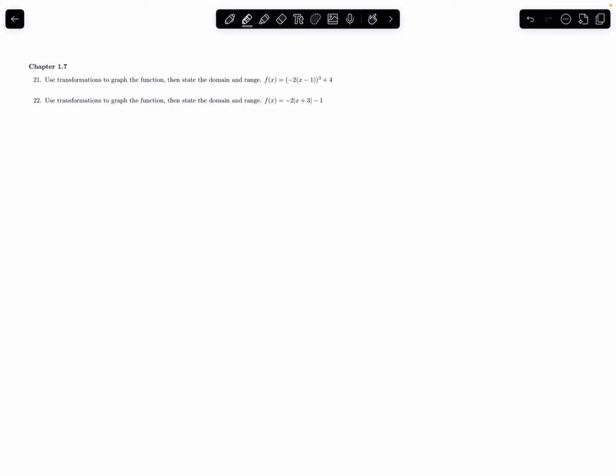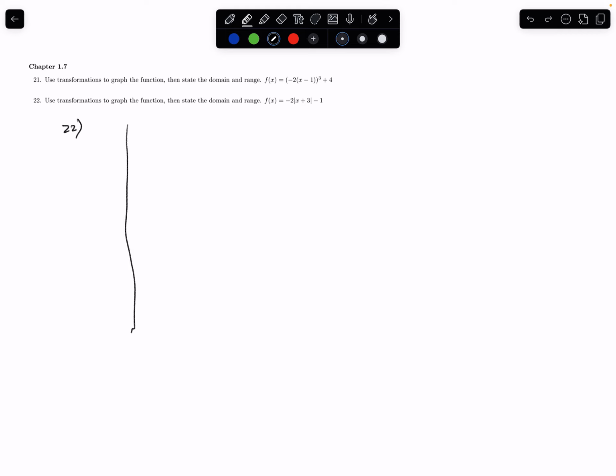All right. Question number 22. So this time we're graphing an absolute value function. Let's start with the original. Just a reminder what the original function is. Oh, I'm sorry, shucks. I forgot to state the domain and range again for that last question. Let's go back to that.